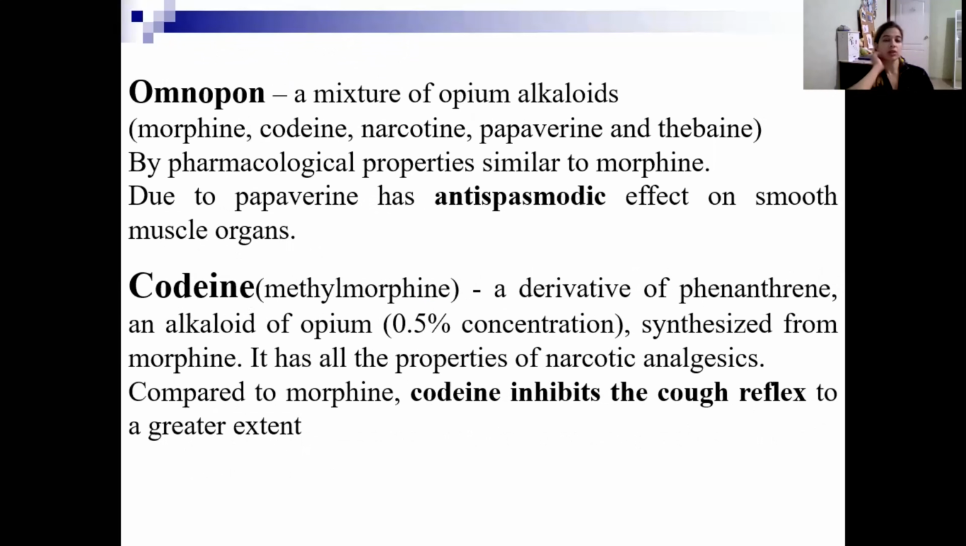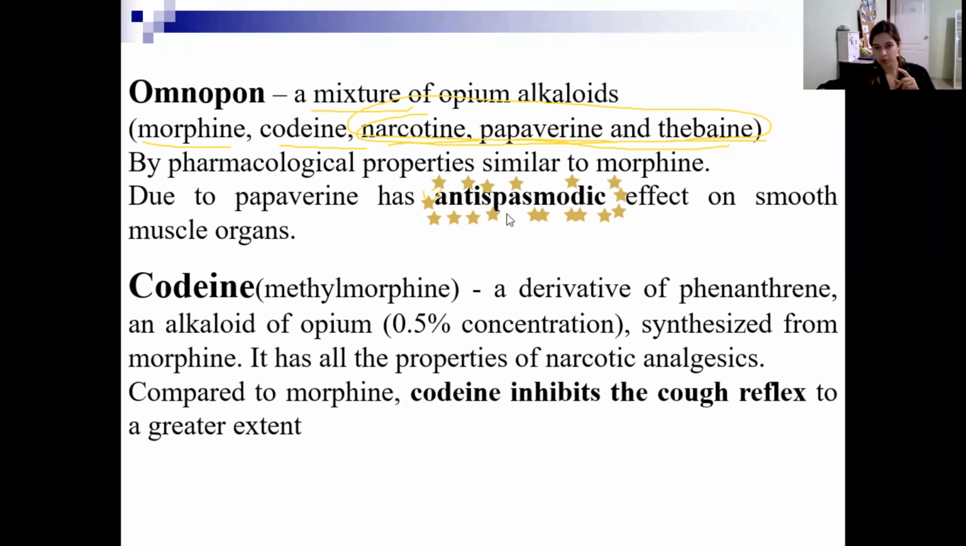Okay, and now about the other drugs. Omnopon is a mixture of opium alkaloids. I already said that when we had this drug at the beginning. It contains morphine, codeine, narcotine, papaverine, and thebaine. So guys, by pharmacological properties, they are similar to morphine, but due to having the isoquinoline derivatives also, especially papaverine, it has also antispasmodic effects. Guys, antispasmodic, very important. Why? Because morphine itself has spasmodic activity, and papaverine has antispasmodic activity, so together Omnopon gives pain relief and antispasmodic activity.